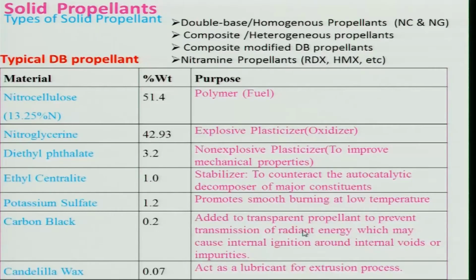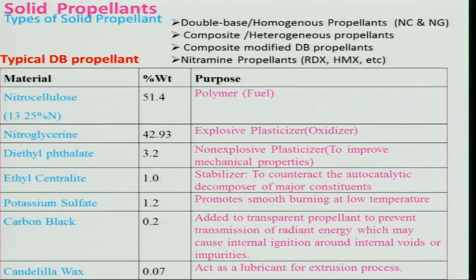So, therefore, you need to have a smooth burning, and carbon black, which is being used, is basically 0.2%, that is added to make the propellant transparent, for preventing the transmission of radiation energy, which may cause internal ignition around the internal voids or the impurities. That means, it will be difficult to really look at what it will be.